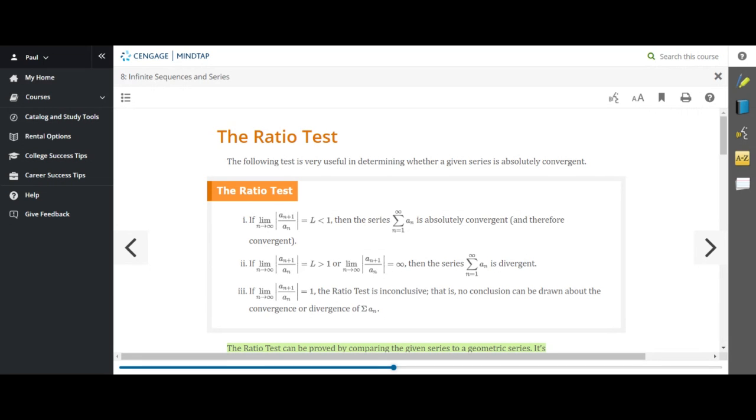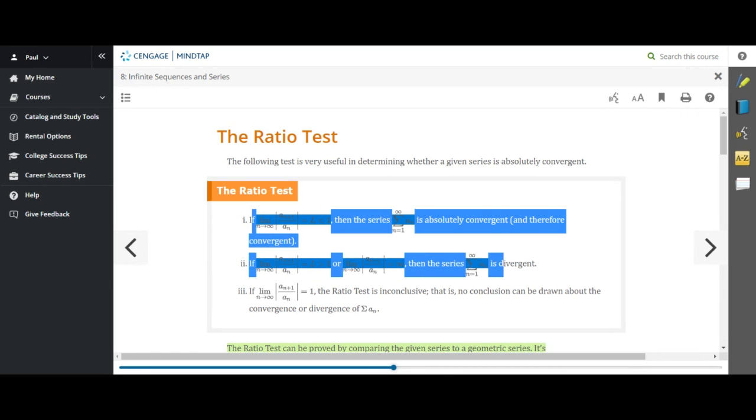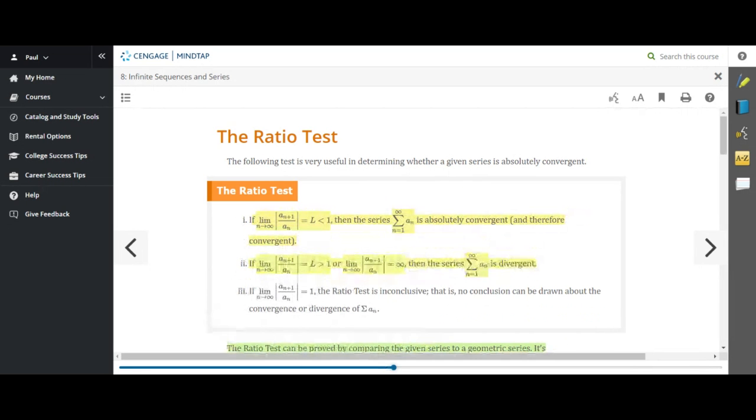The second part here of the ratio test says if you look at the ratio of the n plus first term to the nth term, so that would be the ratio of a term divided by the previous term of the series, and it equals L and L is greater than 1, or if the limit equals infinity, the series is divergent.